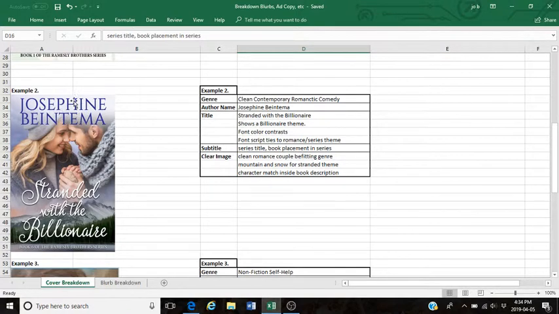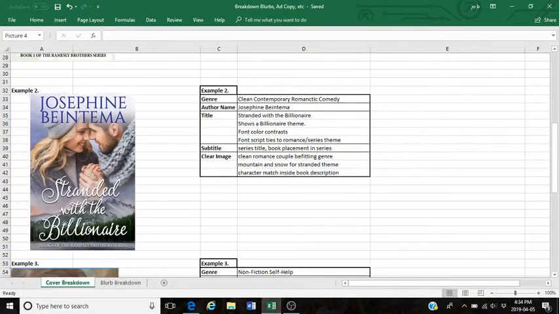The author name is up here. They have contrasting colors, which is really nice. We are stranded with the billionaire, so we're showing off our billionaire theme. We have a font script that, again, all of our fonts, because we're in the series, we've kept the same so that they all match and have the same sort of look to them when you put them side by side, which is really nice.